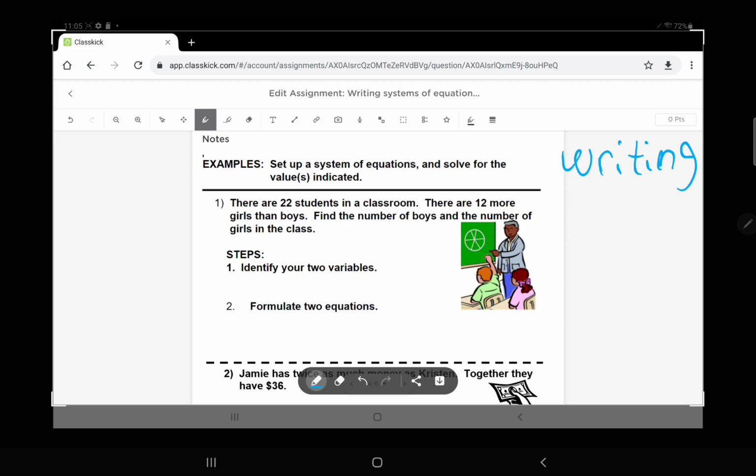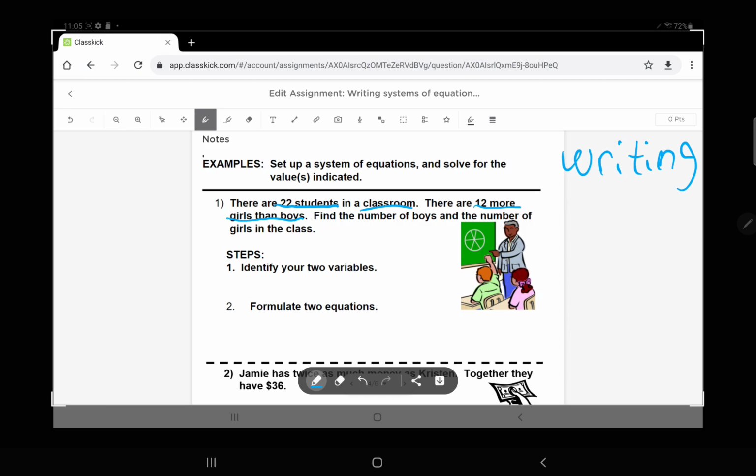First things first, I'm going to read this one for you guys. There are 22 students in a classroom. Okay, so I can already tell you 22 students in one classroom is very important. So we have 22 students in a classroom. That's understandable. Typical class. Then there are 12 more girls than boys. That is also very important.